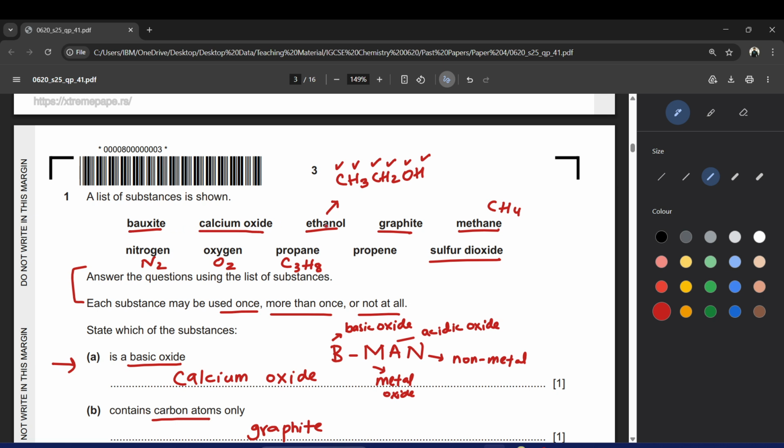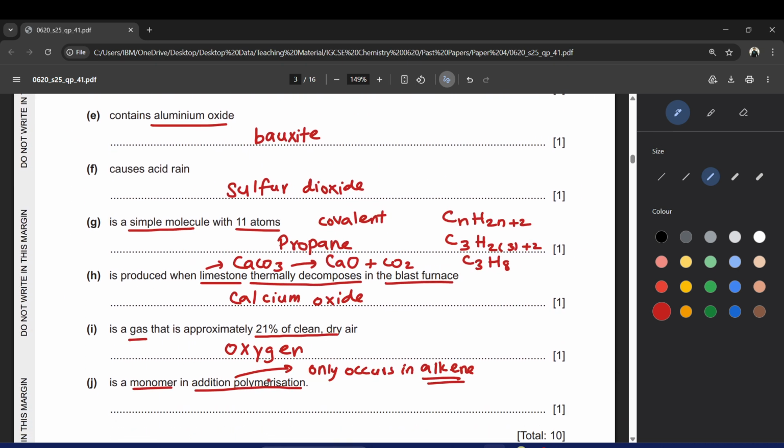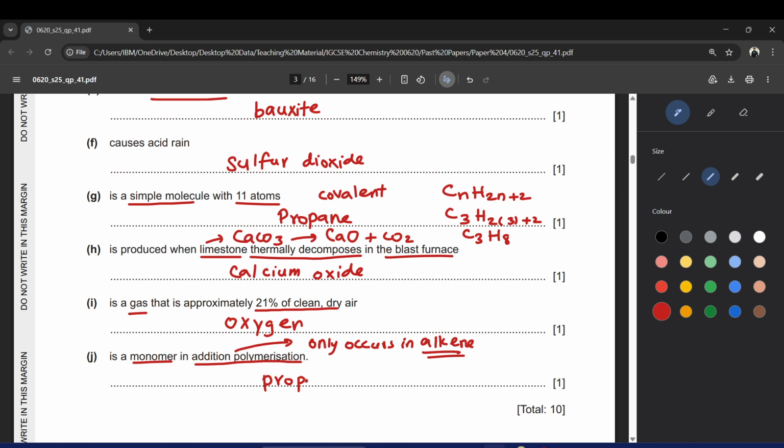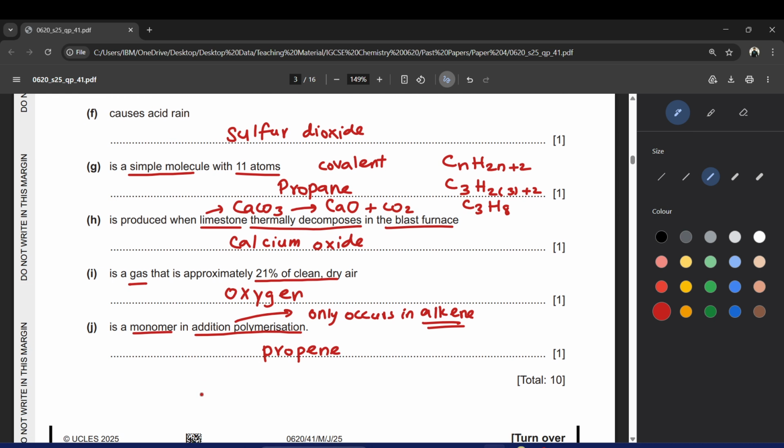In the first row, there is no alkene. In the second row, we can see that there's propene over here. So therefore, my answer will be propene. All right, that is the end of question number one.